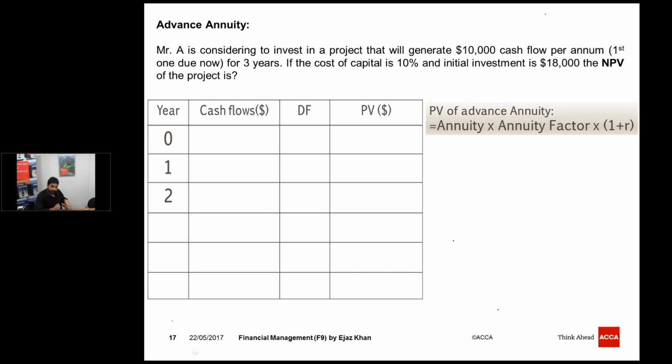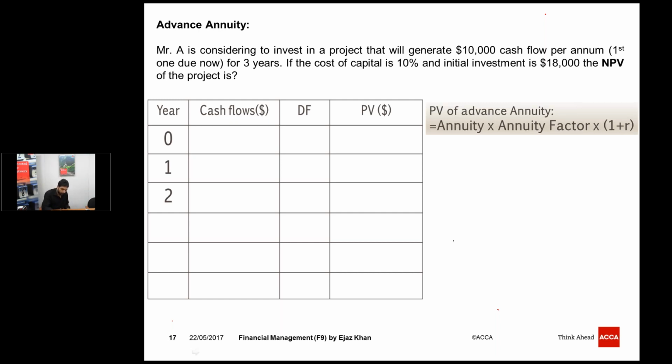The project is a 3 years project. If the cost of capital is 10% and initial investment is $18,000, the net present value of the project is. So we need to calculate the net present value of the project. Let us calculate it in a tabular form first, and then I will teach you the shortcut of calculating the same with the help of annuity factor.